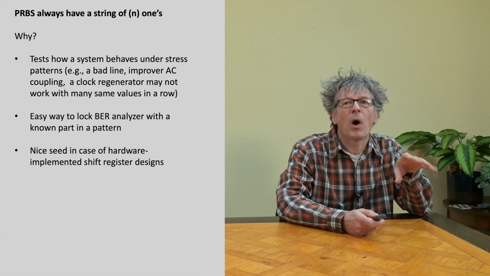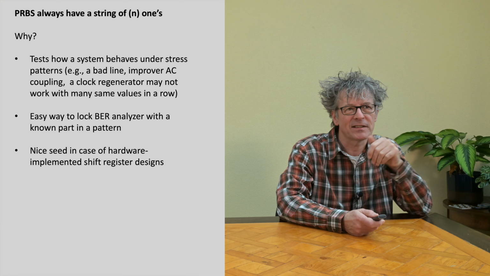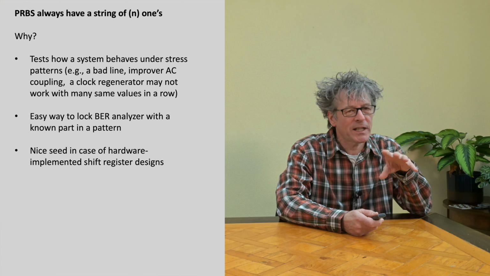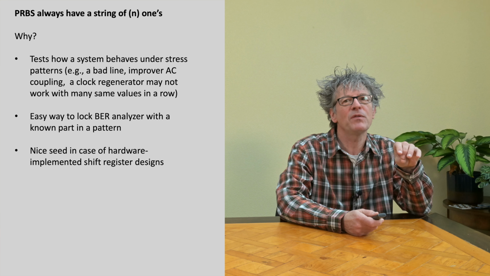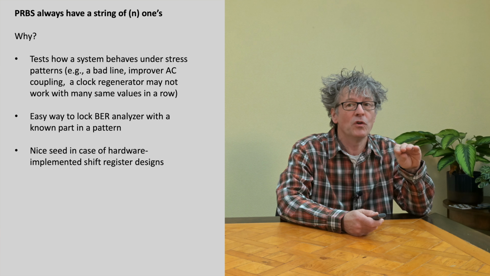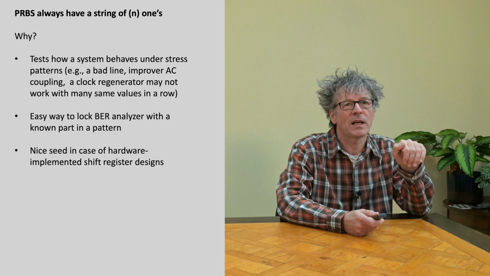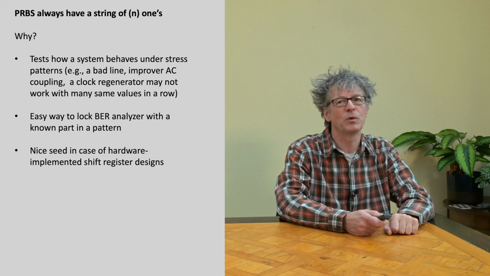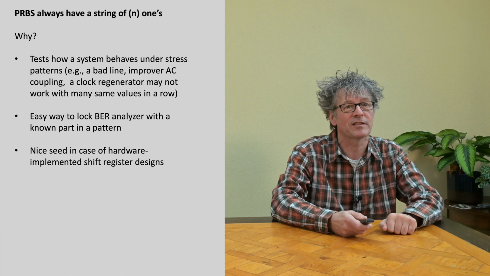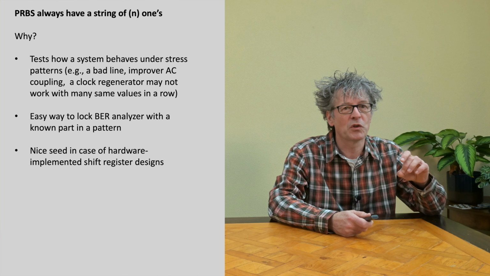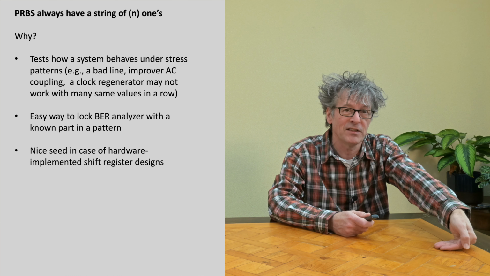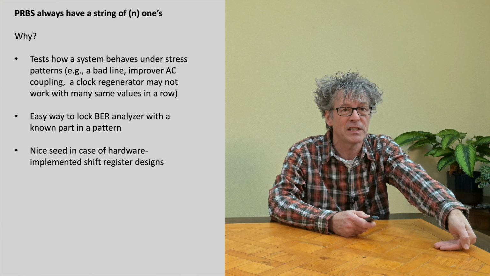One important thing is that these codes always have a string of N ones, where in the case of PN9, N is 9. Why is that important? It is important from the testing perspective, so we want to know how a system behaves if you feed it with a number of ones in a row, because some systems may not be able to deal with that well. They might have something like improper AC coupling, or the clock regenerator might not work, etc. So it's basically to test if your system can deal with it. It's also a great way that you can lock with such a test signal on the other side of the chain, just by looking at the number of ones. We'll be using that feature in a moment.